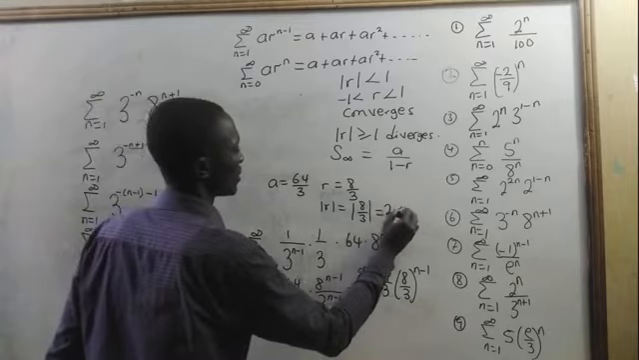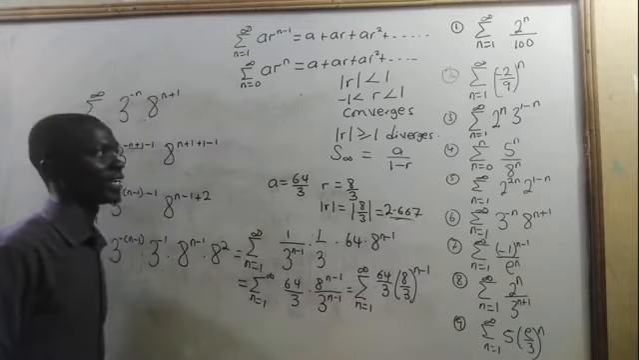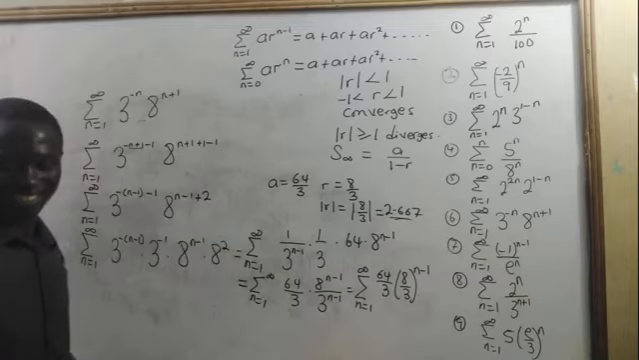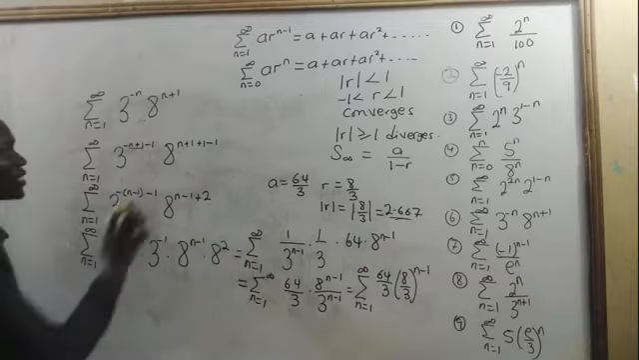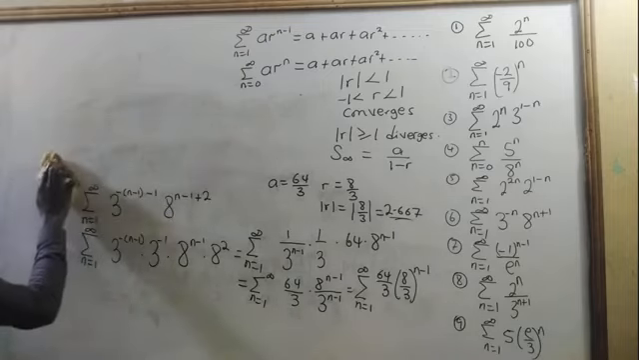So 2.666667 is greater than 1. Hence, the series diverges. The series does not converge, it diverges. Very, very simple as that. So, let's check the 7th example.